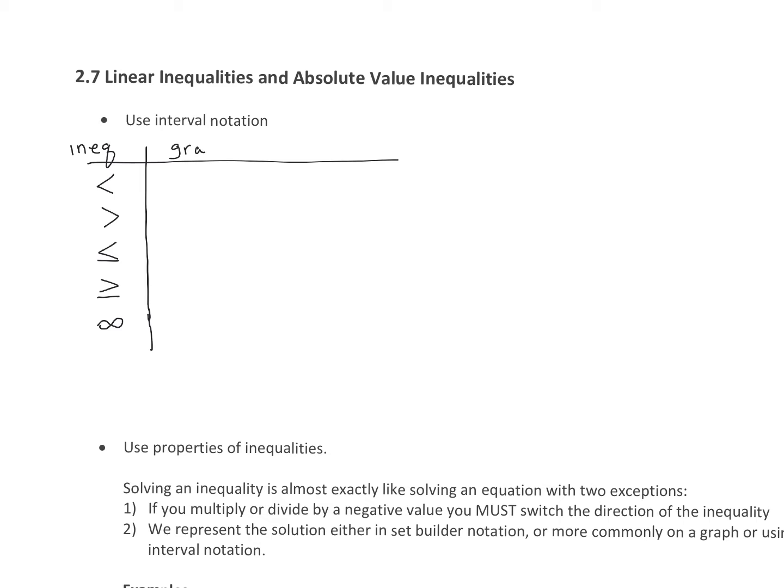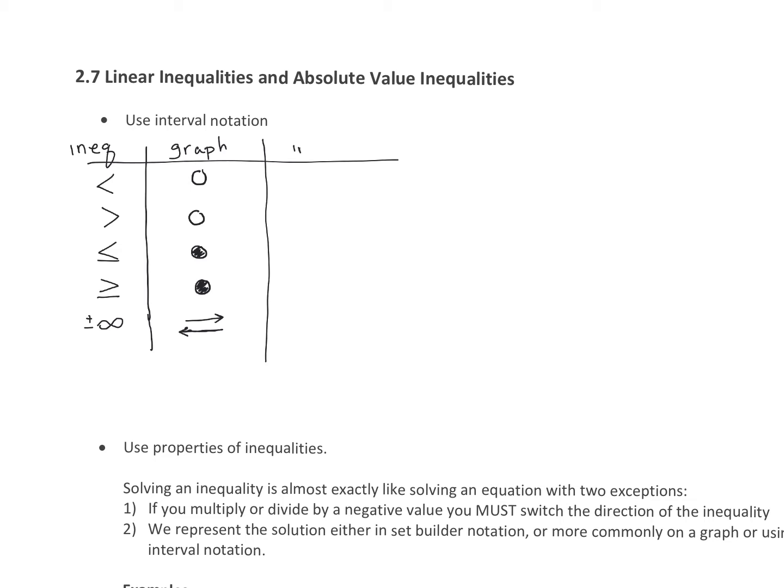On your line graph, if you don't have the equal to sign, you're going to use an open circle, and if you do have the equal to sign, you're going to use a closed circle. And with infinity or negative infinity, we're just going to have arrows that's going to indicate that on the graph.